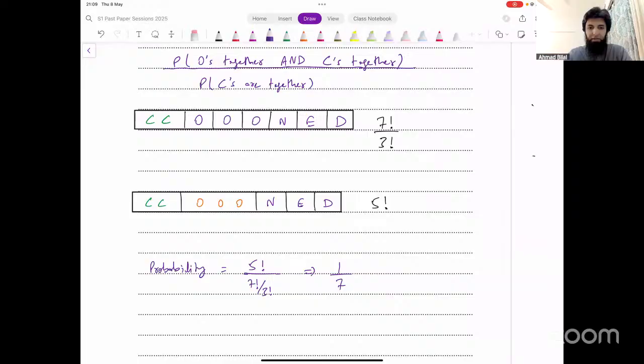Is that okay? Any issues with this? No problems. Okay, let's move on.